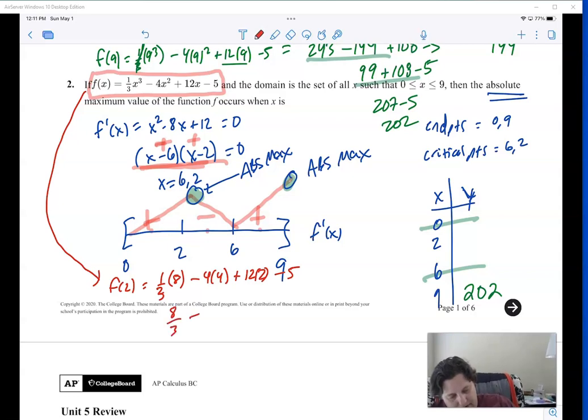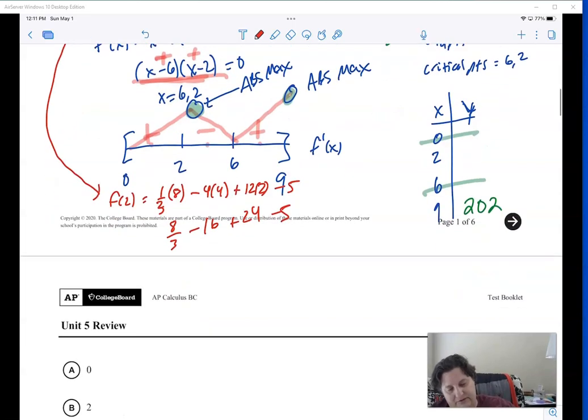So that's 8/3 minus 16 plus 24 minus 5, which is going to be 3. 8 minus 5 is 3 plus 8/3, which is going to be like, I don't know, what's 8/3? 2 and 2/3? This will be like 5 and 2/3. I mean, regardless, this is clear.